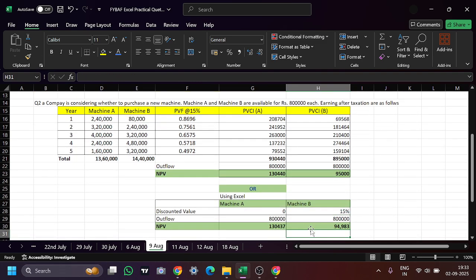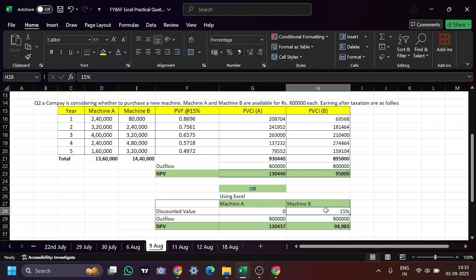Using Excel, how are we going to calculate it? The discounted value is mentioned over here for the machines, and the outflow is mentioned over here. So what is the formula for the NPV? NPV is equal to, H28 is nothing but the rate. Rate is how much? H28. Somewhere we have written H28. Over here we have it.